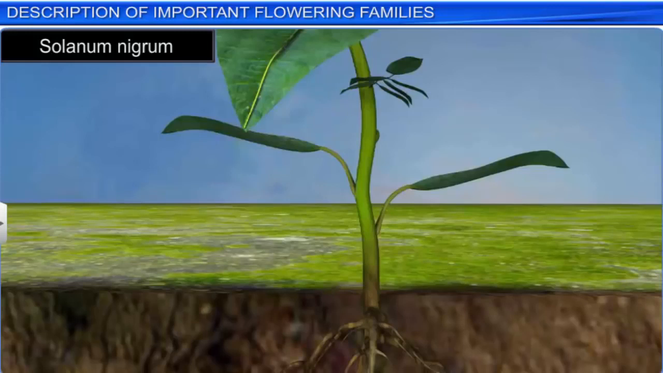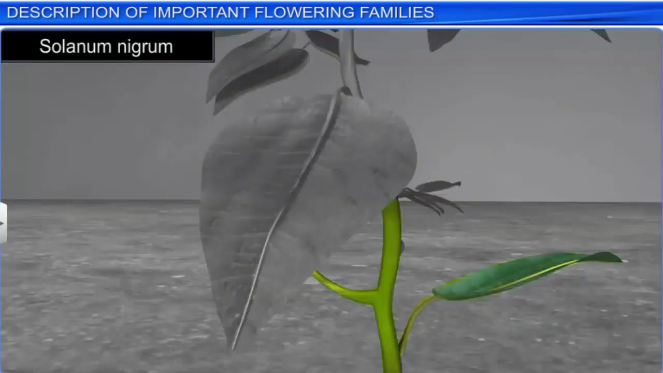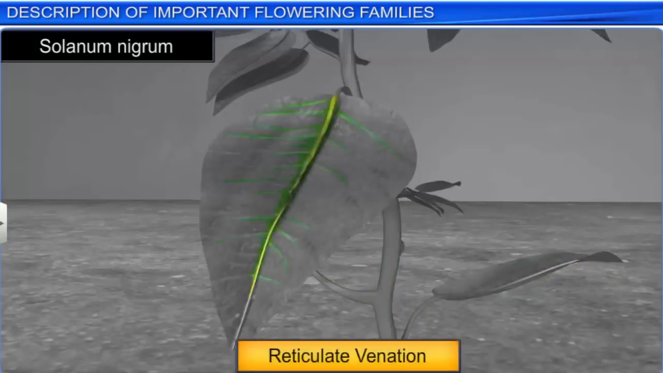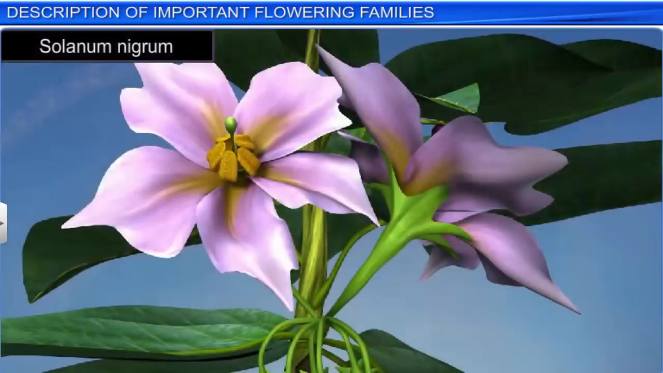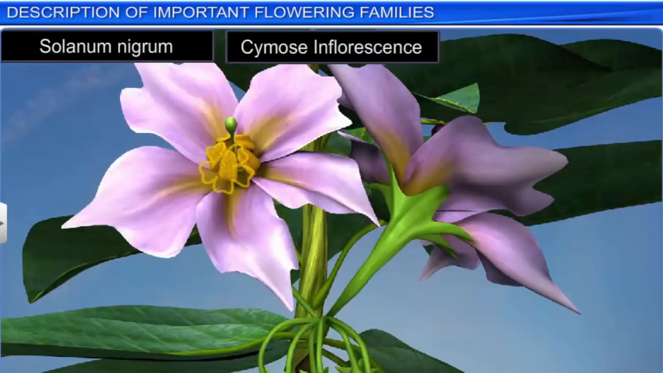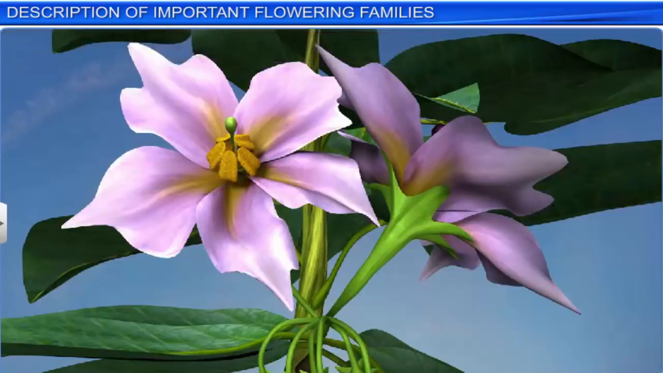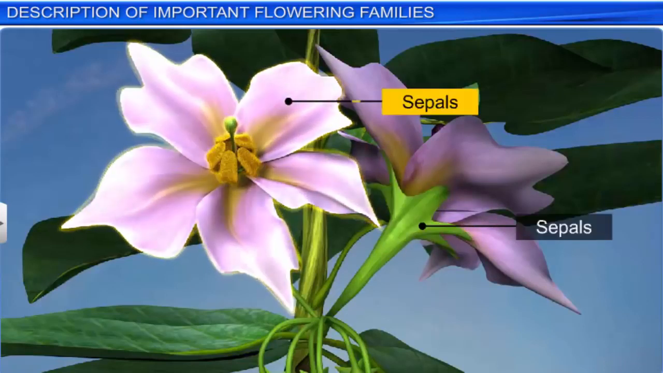In these plants, the leaves are alternate and simple, and are very rarely pinnately compound. Moreover, they are exstipulate, or without stipules, and have reticulate venation. The flowers are arranged in cymose inflorescence, or may be solitary or axillary. Moreover, they are bisexual and actinomorphic. The calyx has 5 sepals, which are united and persistent with valvate aestivation. Like the calyx, the corolla also has 5 petals that are united with valvate aestivation.